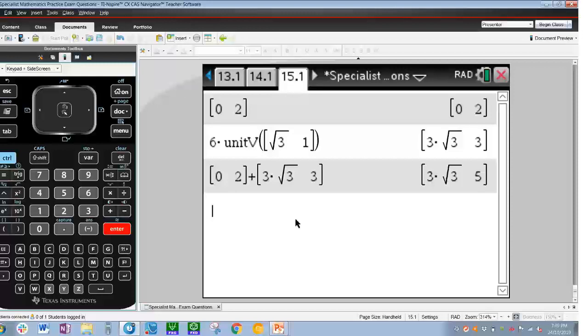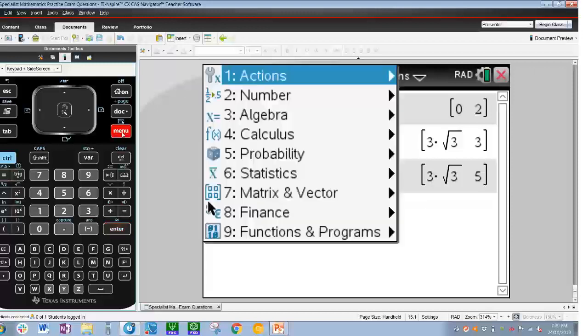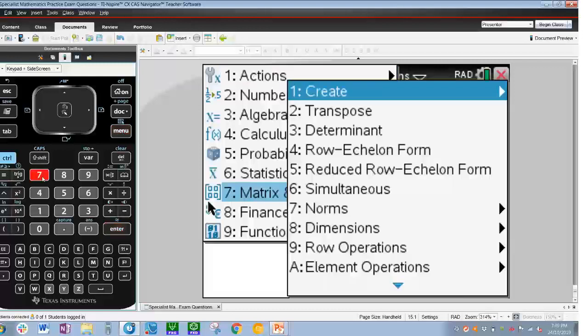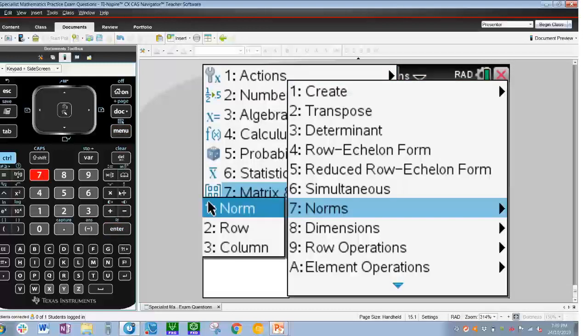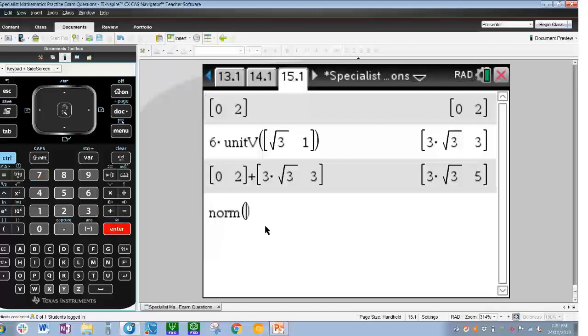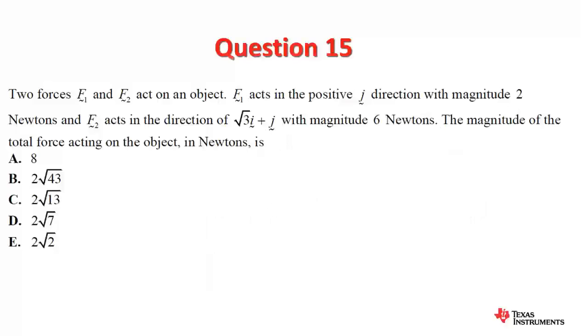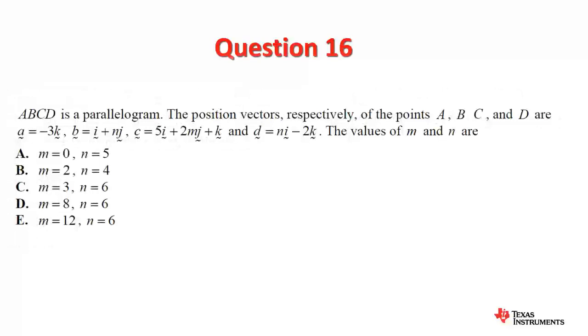However, the question wants the magnitude. To get the magnitude of a vector, we press menu, 7, and then 7 for norms, and then 1 for norm. So the command norm is for the magnitude of a vector. Press up, press enter, and we get root 13, which we see is option letter C. There we go. Moving on to question number 16.